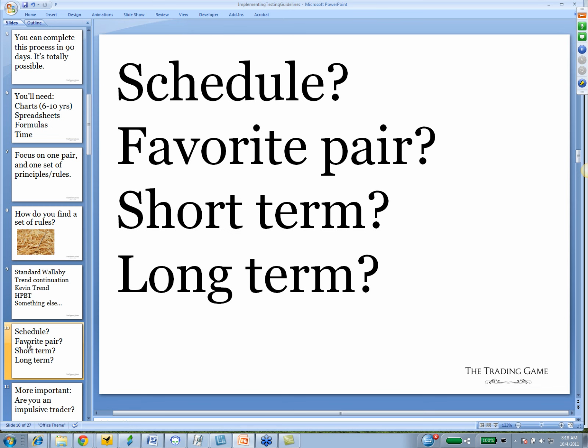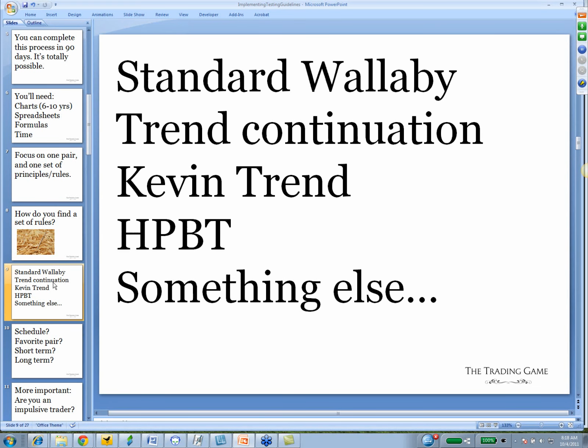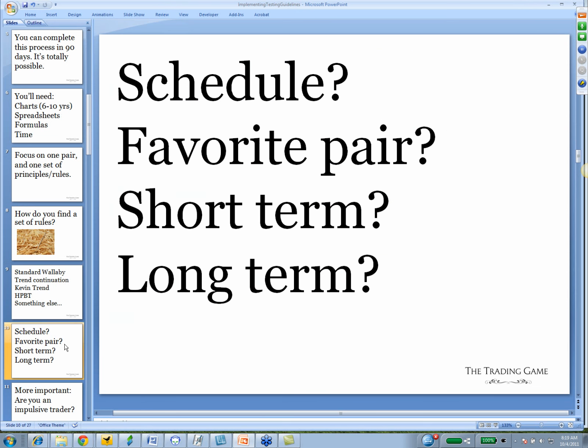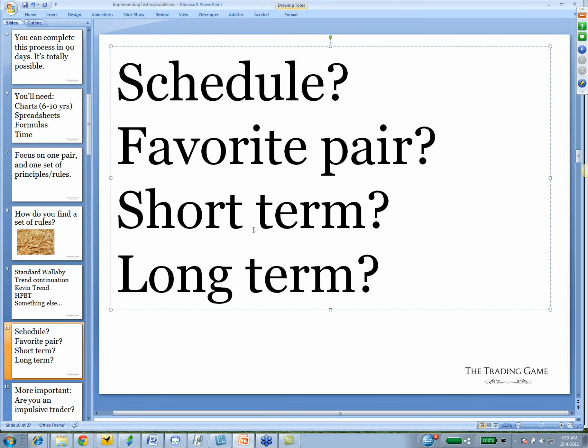I recommend that you focus on finding a set of rules that works, that you go back to the methodology first, and you say, gosh, I do like this type of trading, or I do like this type of trading, or I like this type of trading. And you focus on what it takes. What's the schedule that requires? What's your favorite pair on that? Is it short-term or long-term trading? And then you stop worrying about adapting the trading system to meet your needs, and you adapt yourself to meet the needs of that trading system.